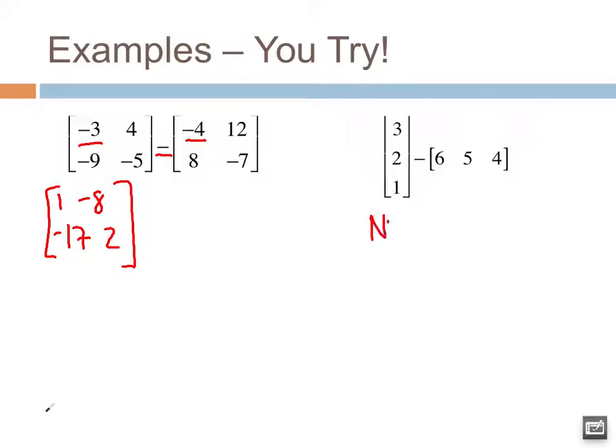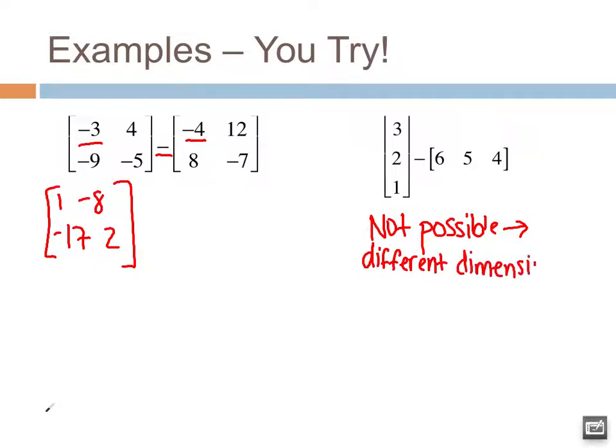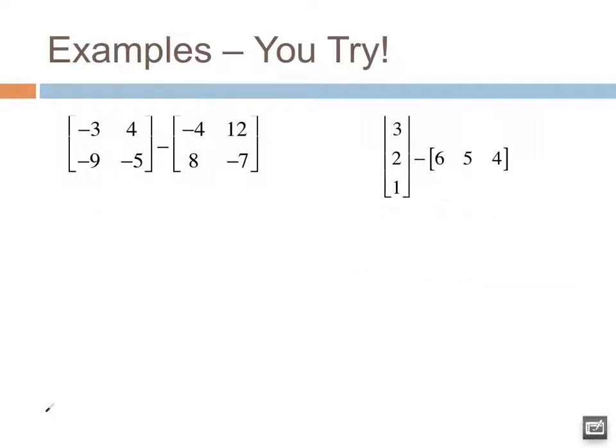Second one is not possible. That's because we have different dimensions. First matrix is 3 by 1. Second one is 1 by 3. These are not the same, so we cannot add them. Okay, so that's adding and subtracting matrices.